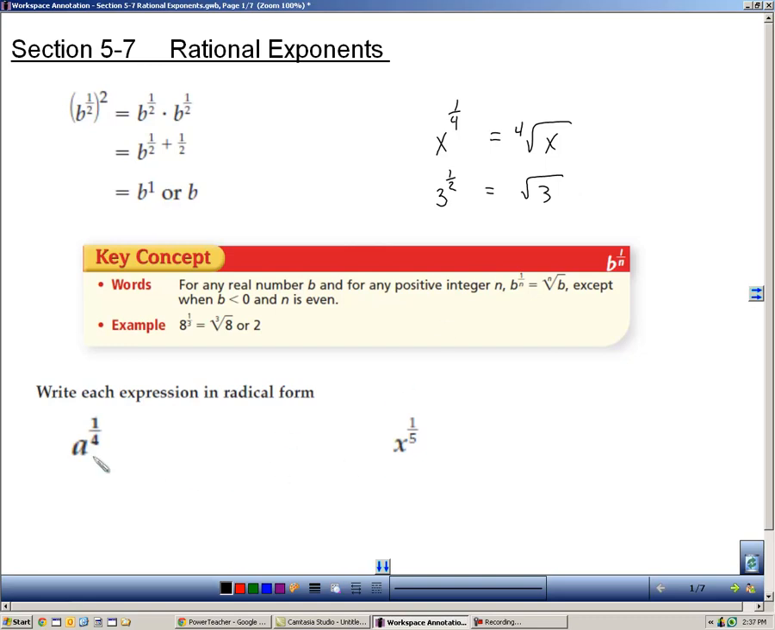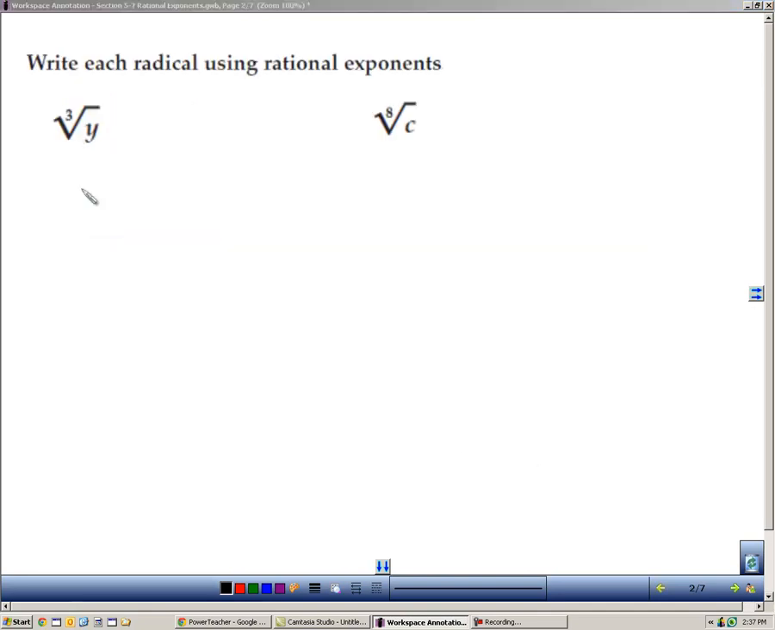Let's look at some down here. If I have a to the 1/4, that's the same as saying the 4th root of a. Those are the same thing. And x to the 1/5 is like saying the 5th root of x. Here, let's go the other way. I'm given a 3rd root, and what does that look like using an exponent? Well, that's going to be y to the 1/3 power. And the 8th root of c is really c to the 1/8 power.